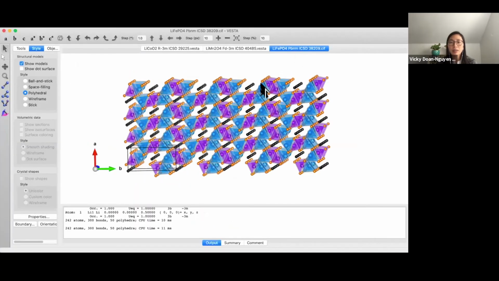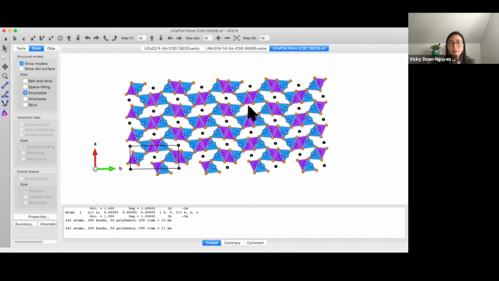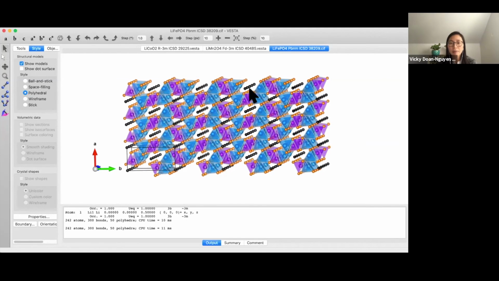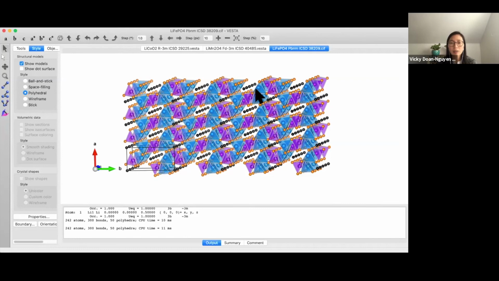So let's look at lithium iron phosphate. You can see here from one perspective, going down the z-axis, that lithium ions are coming in and out of the page. So you can see here, these are the tunnels of which lithium ions will be coming in and out.